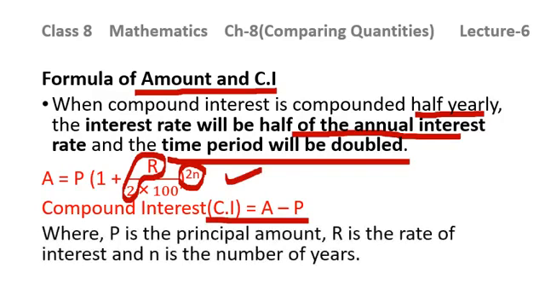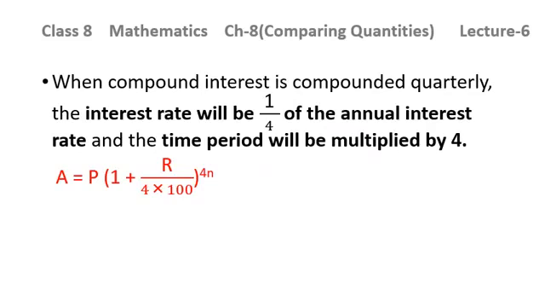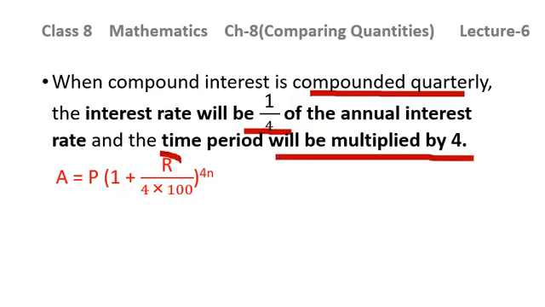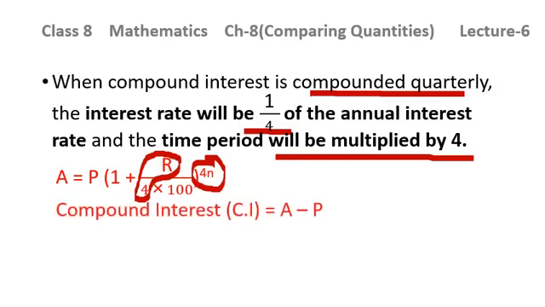Now where P is the principal amount, R is the rate of interest and N is the number of years. And when the interest is compounded quarterly, the interest rate will be 1 by 4 of the annual interest and the time period will be multiplied by 4. So what we have done, we have divided the rate by 4 and multiplied the time by 4. So compound interest will be amount minus principal.